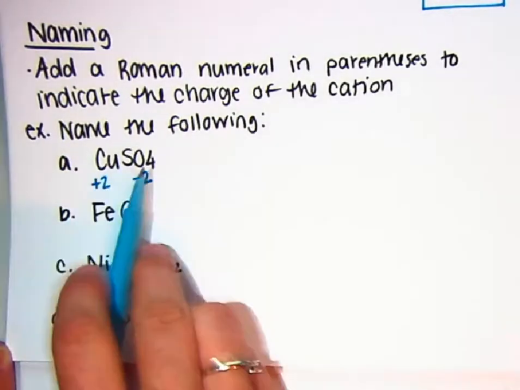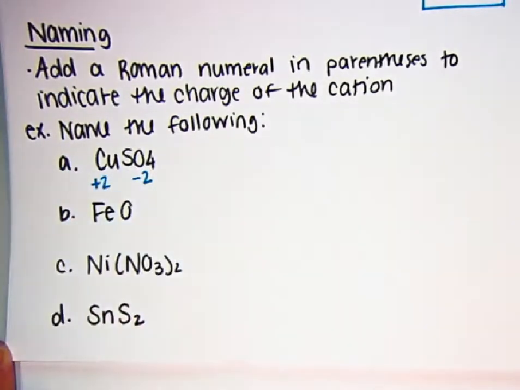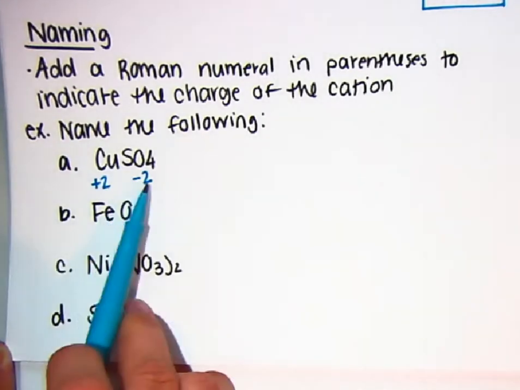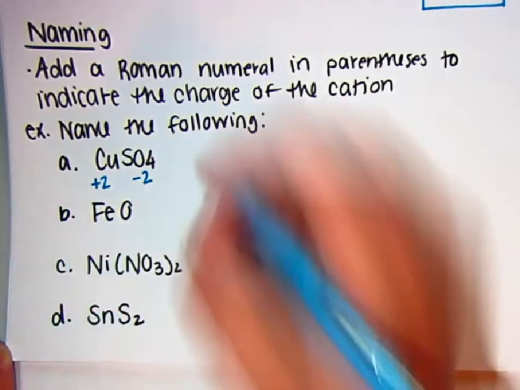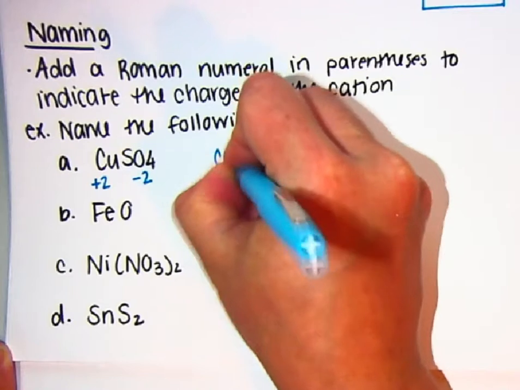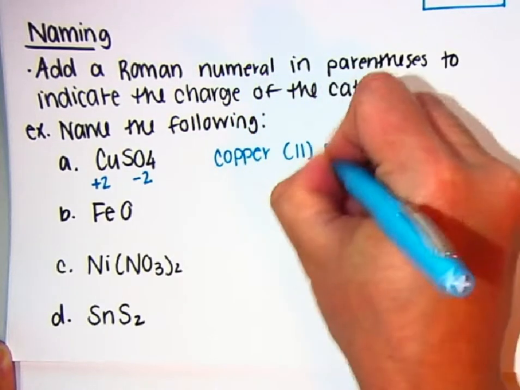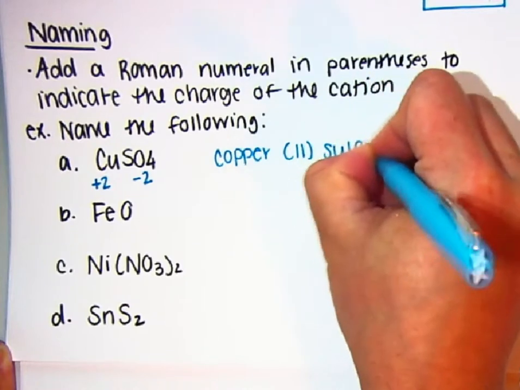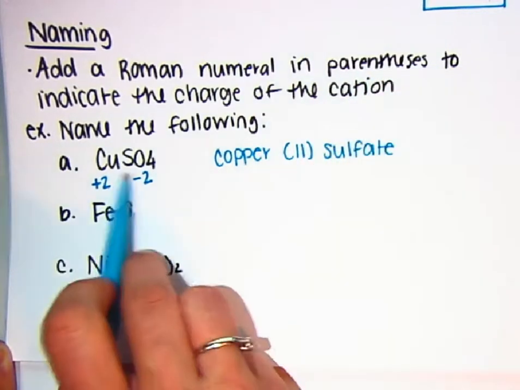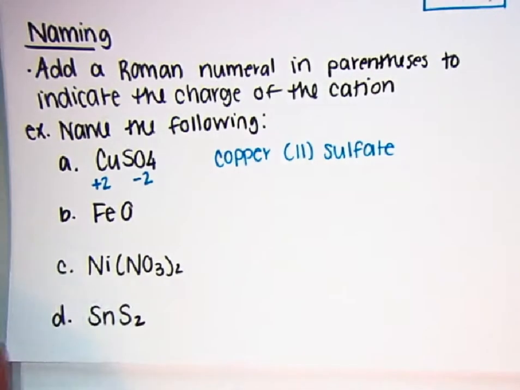I have 1 copper and 1 sulfate. It is a 1-to-1 ratio. If sulfate is -2, that means copper has to be +2. So this would be copper(II) sulfate. We could look up SO4 on our polyatomic ion reference sheet. It is sulfate. Never change the name of a polyatomic ion.